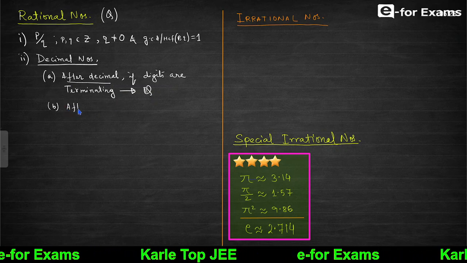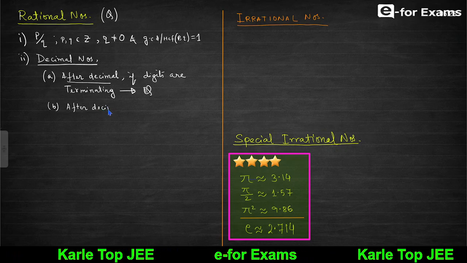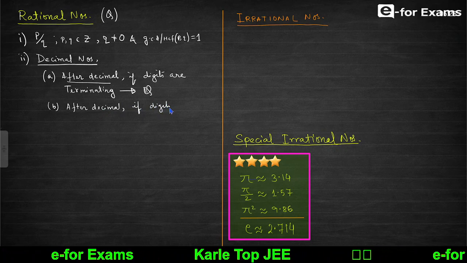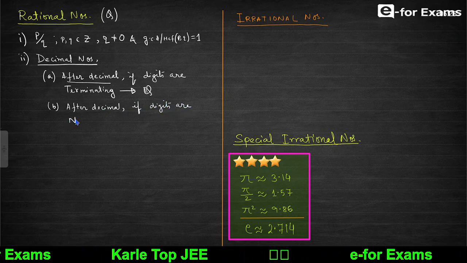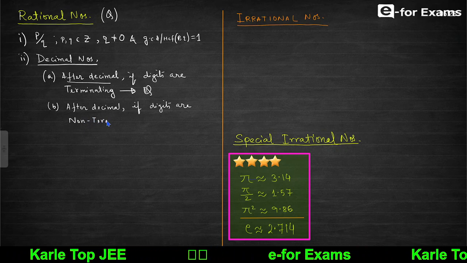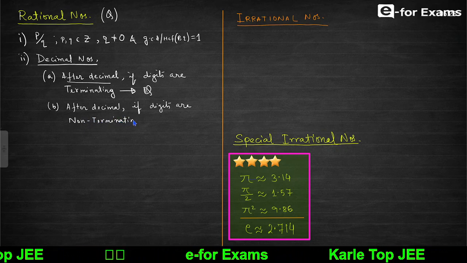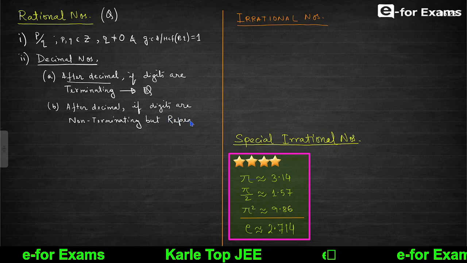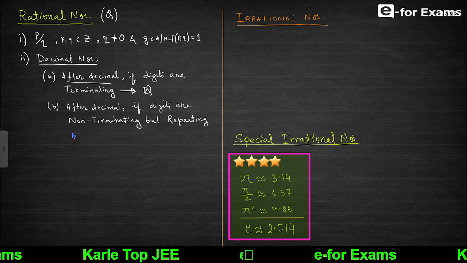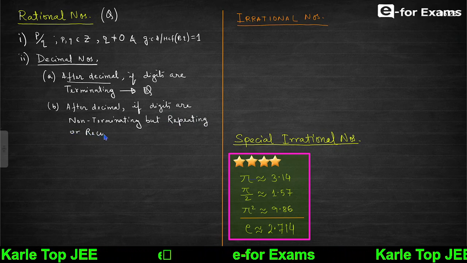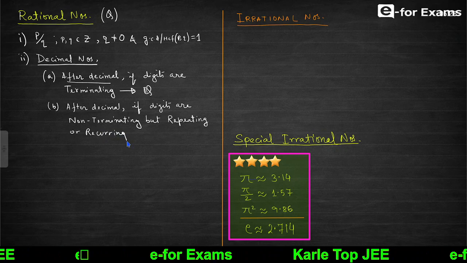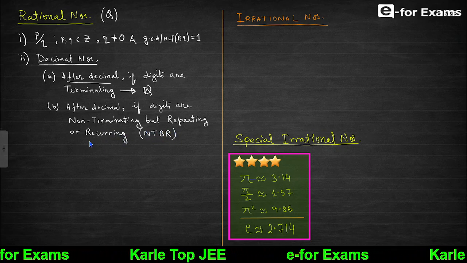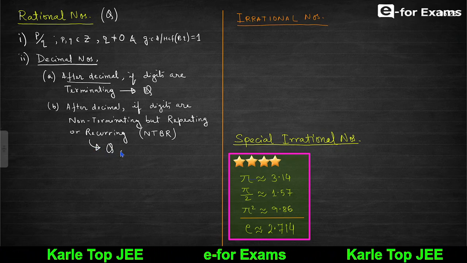And after the decimal, if the digits are non-terminating but repeating or recurring, then we call it a rational number.